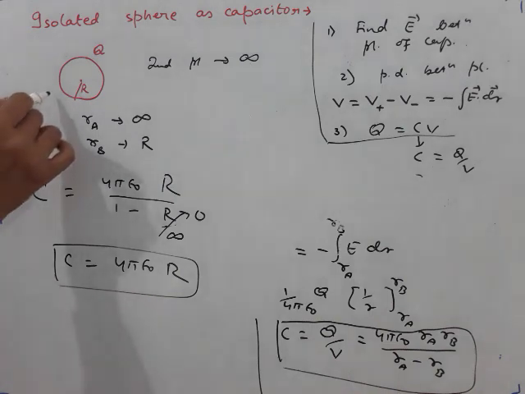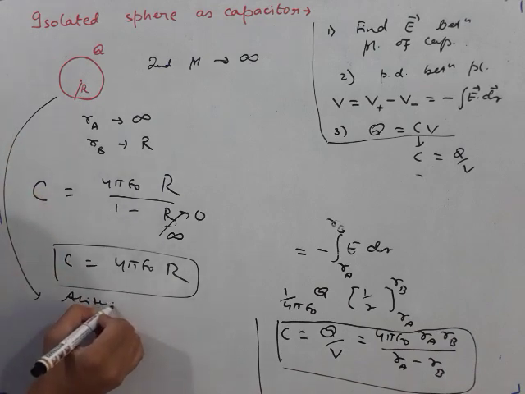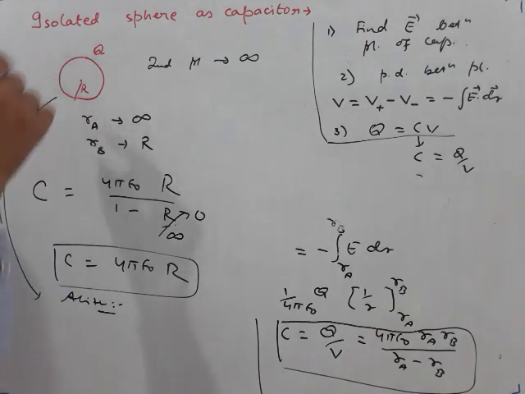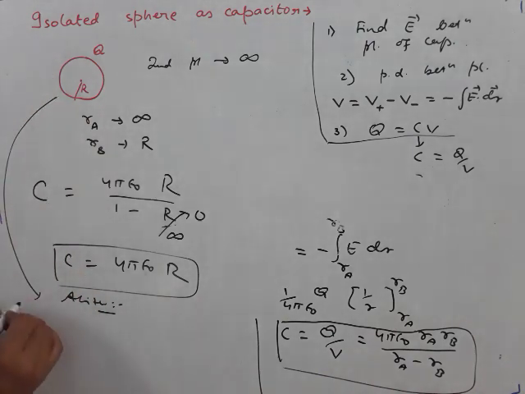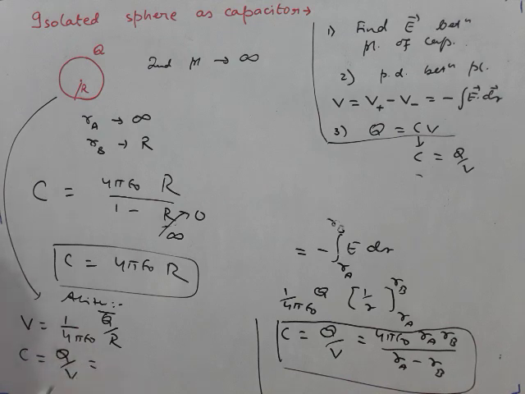You can arrive at this particular result using another method also. We know that the potential at the surface of a spherical conductor V is given as 1 by 4 pi epsilon naught times Q upon R. You know this, students. If you know this relation between V and Q, you also know the capacitance, because capacitance will be given by Q upon V. So Q upon V from this relation you can see becomes how much? 4 pi epsilon naught times R. So both these results are same. So this is all about the spherical capacitor that I wanted to discuss.